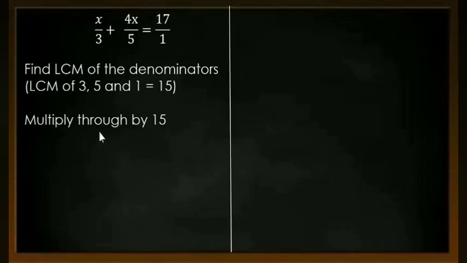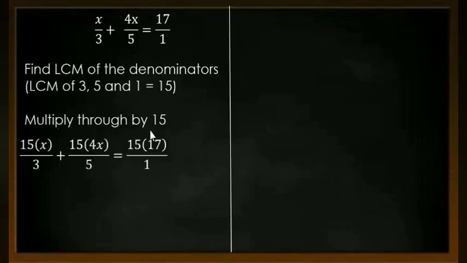The next step is to multiply through by 15. Multiplying through by 15 simply means multiply all what you have on the left hand side and all what you have on the right hand side by 15. As we can see, 15 is multiplying x over 3, that's the reason why we now have 15 into bracket x over 3, plus 15 is multiplying 4x over 5, and 15 is also multiplying 17 over 1, hence 15 into bracket 17 divided by 1.